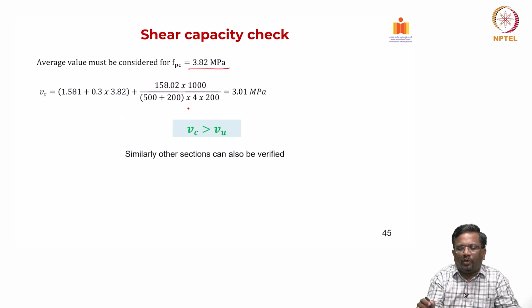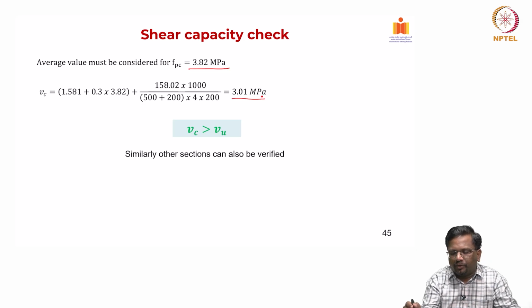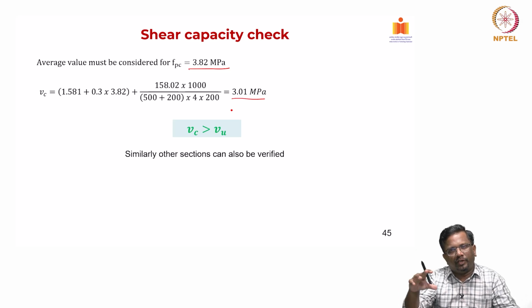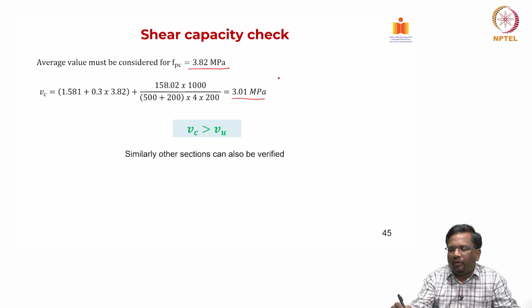So, we substitute all these things, and you get your Vc as 3.01 megapascal, which is working out to be higher than the demand that we got. So, for this particular section at this interior location, your punching shear seems to be okay. But having said that, you have to further verify, especially since we have done it only for this interior location.